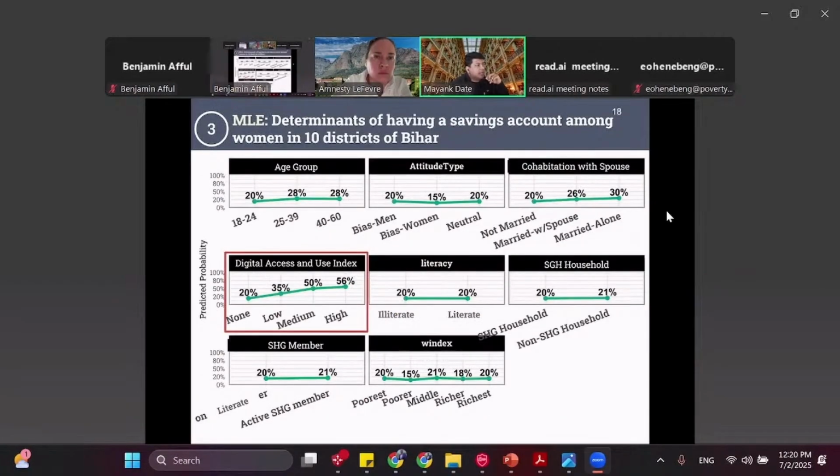So the index can be used as a covariate in regression analyses. One example that we presented here is looking at a logistic regression to identify determinants of women having a savings account in Bihar. Now, these are not prevalences. These are predicted probabilities based on the logistic regression. So what we're looking at is digital access as a covariate, for the digital access index, which shows that someone falling in a higher category has a 56% predicted probability of having a savings account when controlling for all of the variables. So this outcome shows that having a higher access and use of technology correlates with higher odds of a woman having a savings account. So that's how the index can be used as a covariate.